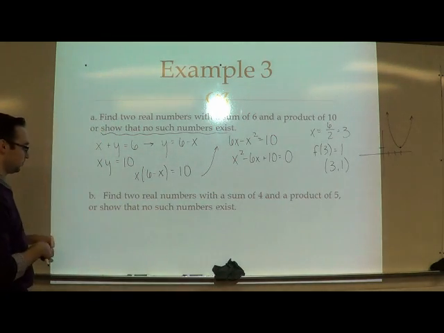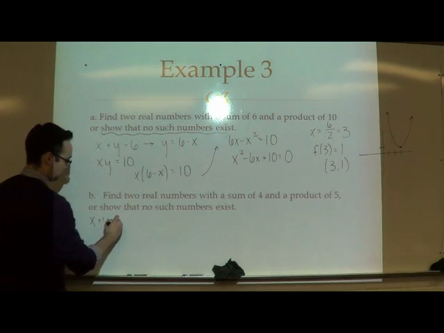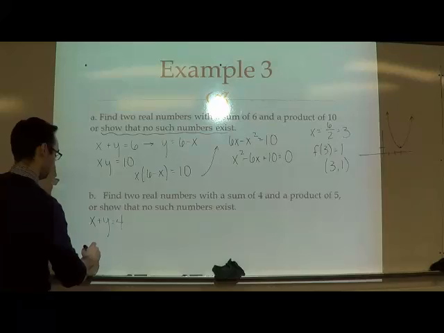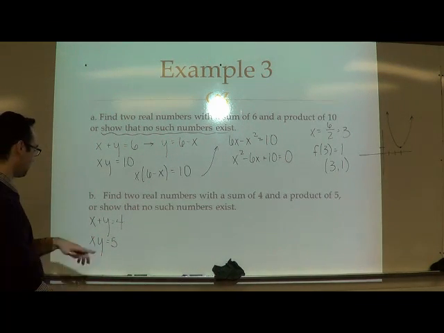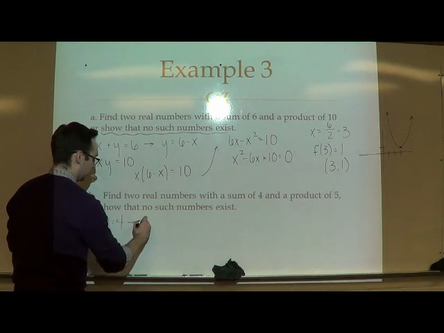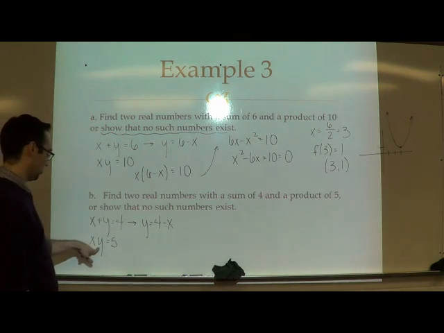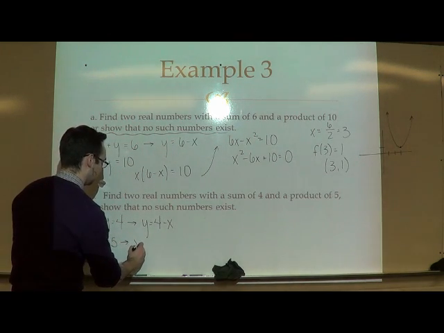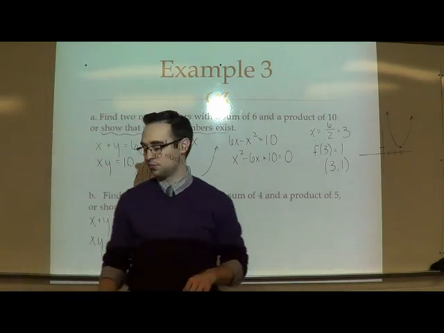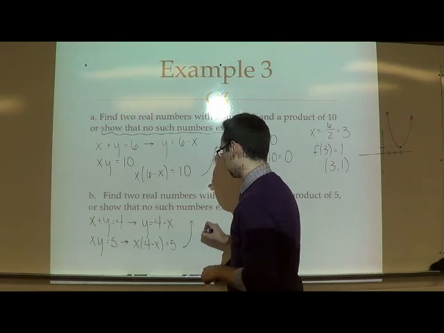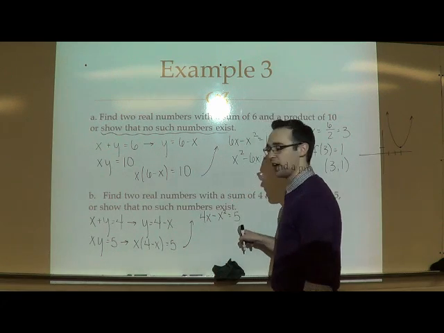So let's try it again. Find two real numbers with a sum of 4, so x plus y has to equal 4, and a product of 5. So we have x times y is equal to 5. Again, let's solve this for y. So let me say that y is going to be equal to 4 minus x, and substitute it in here. So now this becomes x times 4 minus x, which is equal to 5. So when I rewrite this, we have 4x minus x squared is equal to 5.